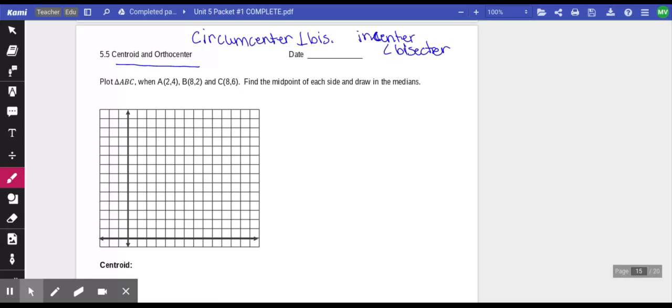So first I want you to plot ABC, and I want you to find the midpoint of each side and draw the medians. Remember, medians go from the vertex to the midpoint. So please pause and do that.